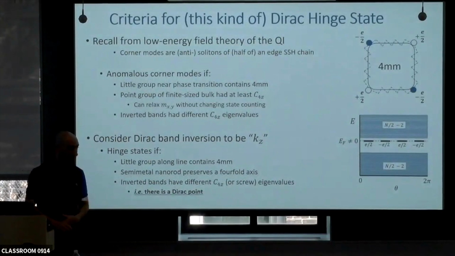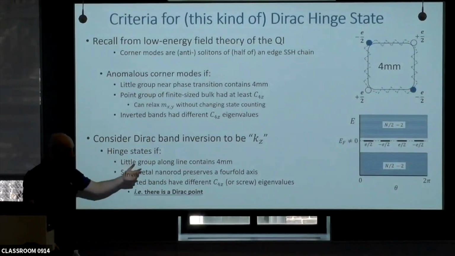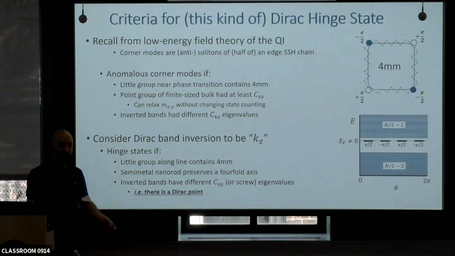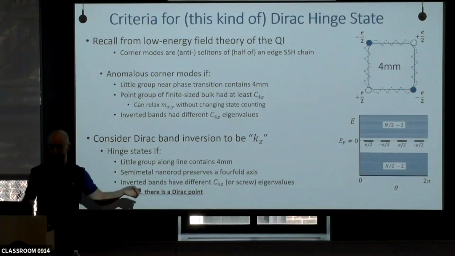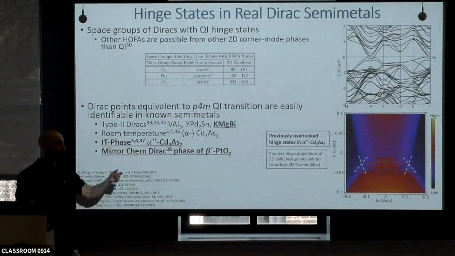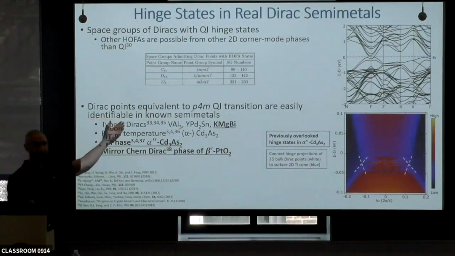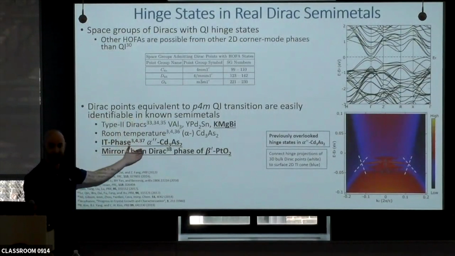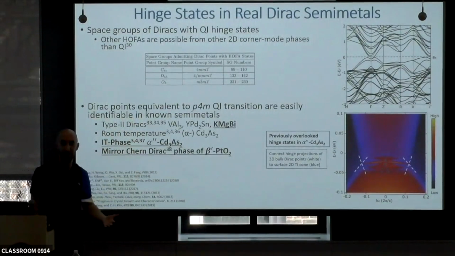So anyway, these criteria can be applied to search for these hinge states in real materials, and it turns out that all you need to look for are basically Dirac points along lines of M symmetry. They all satisfy the criterion. And as I said, there are other criteria, but just focusing on the ones that come from the quadrupole, I get this very large list of space groups and very large list of Dirac semimetals that have hinge states. And if we expand it to other states of the corner modes, we probably get the rest of them.